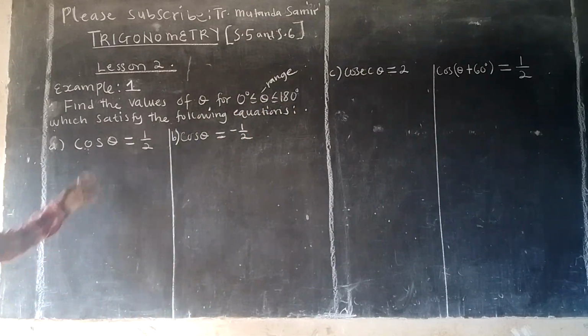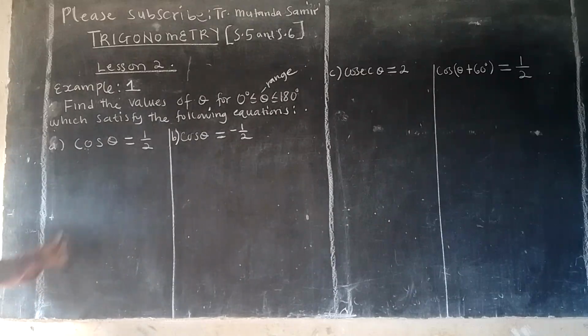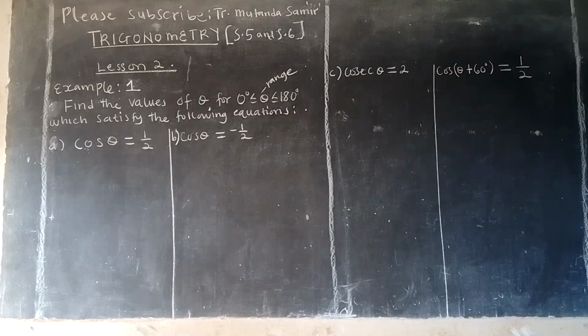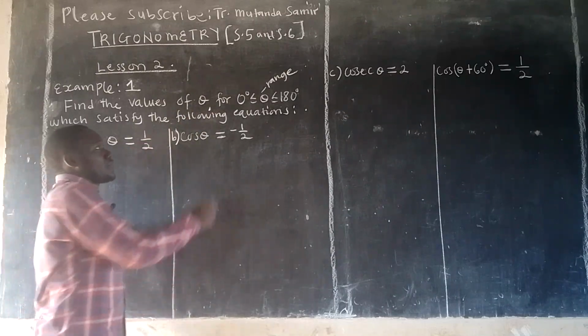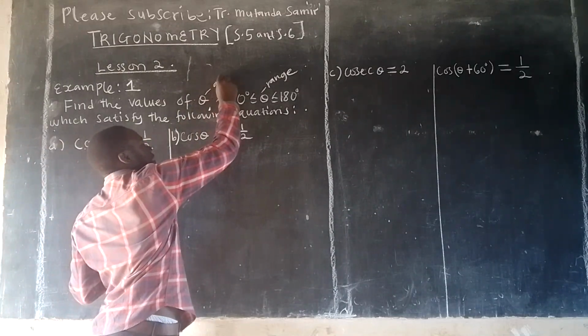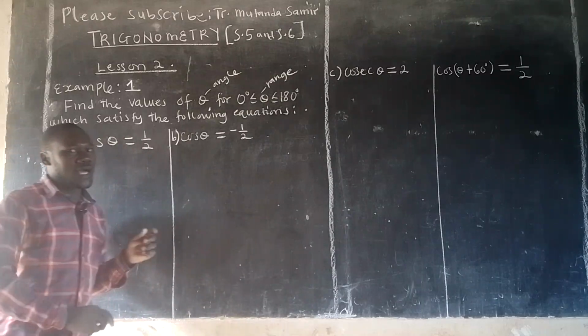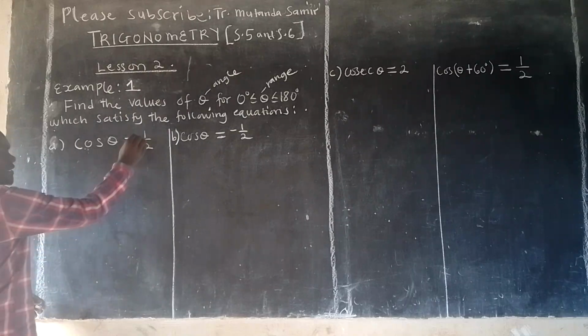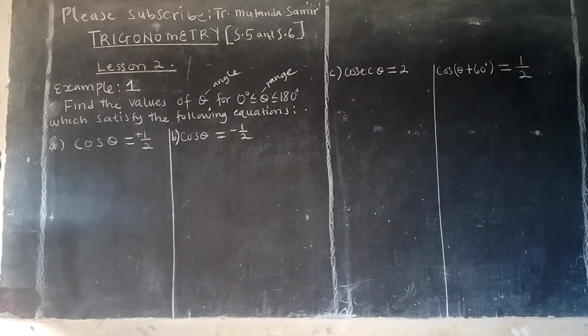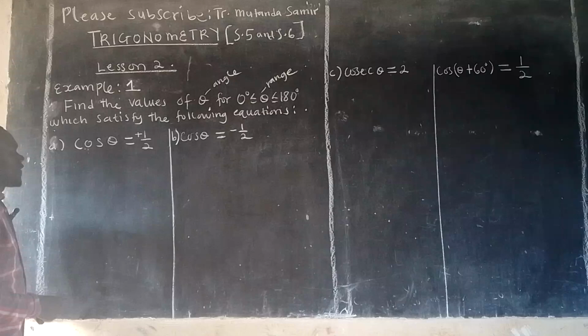Okay, good. Now we have this first example. They are saying cos theta is equal to a half. Just to remind you, if they say values of theta, in simple terms, this word theta means angle. So in simple terms, they want us to get the angles here. Okay, good. But you will allow me to put this for clarification: cos theta is equal to positive a half, like that.